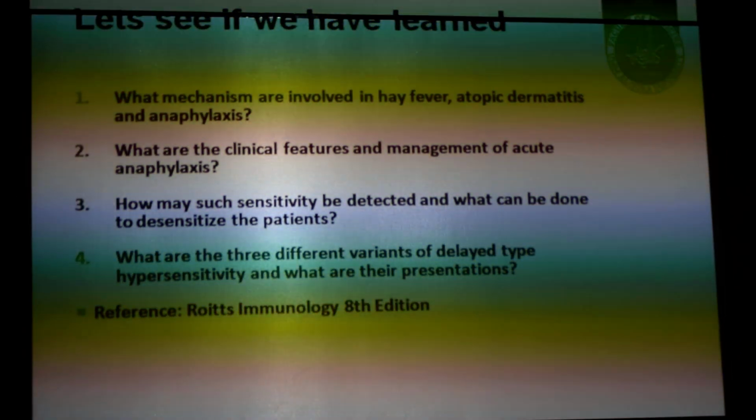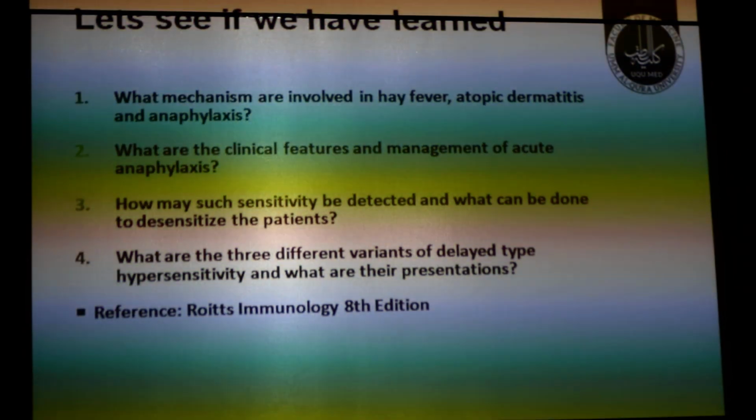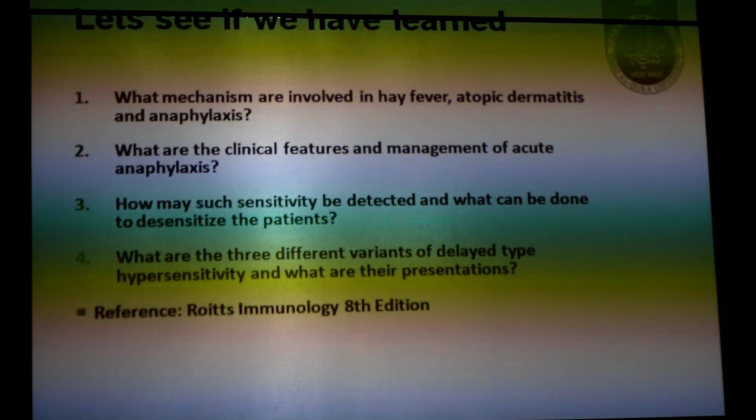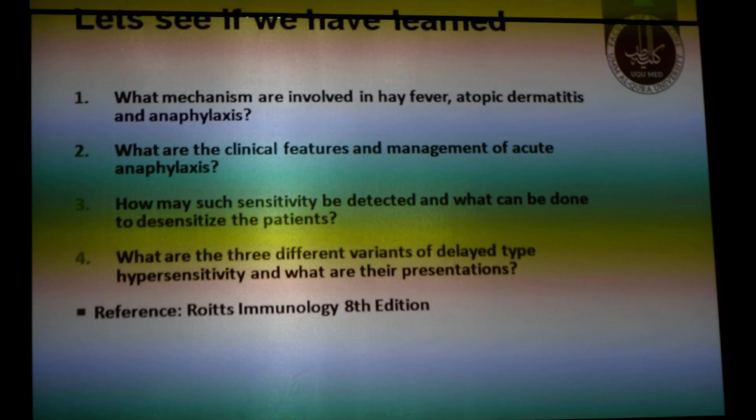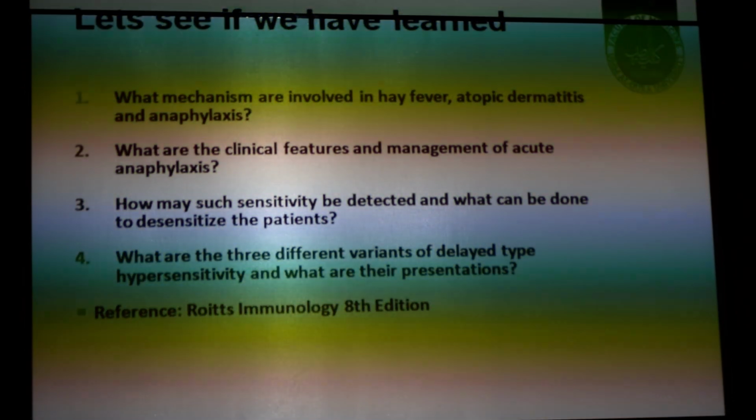What are the 3 different variants of delayed type hypersensitivity? Name them. Tuberculin, contact hypersensitivity, granuloma. MashaAllah, you have already learned everything.